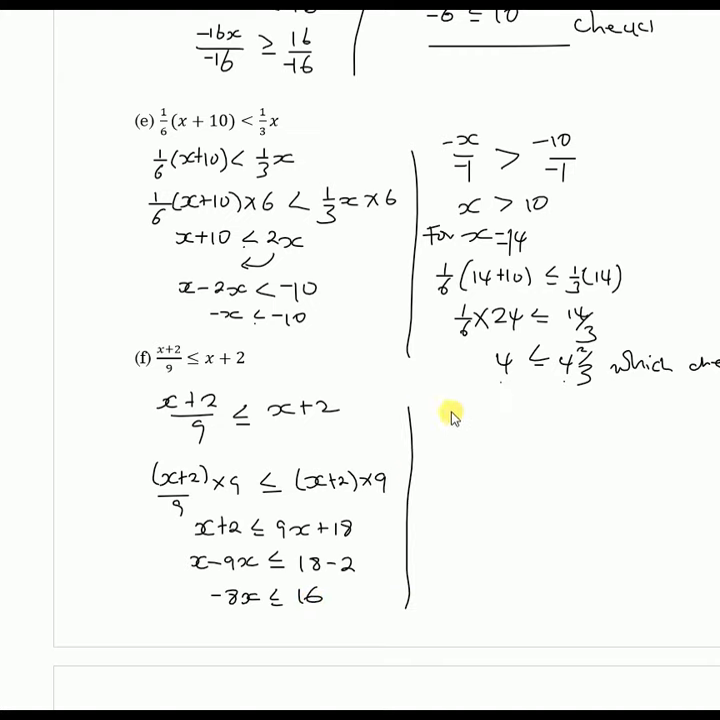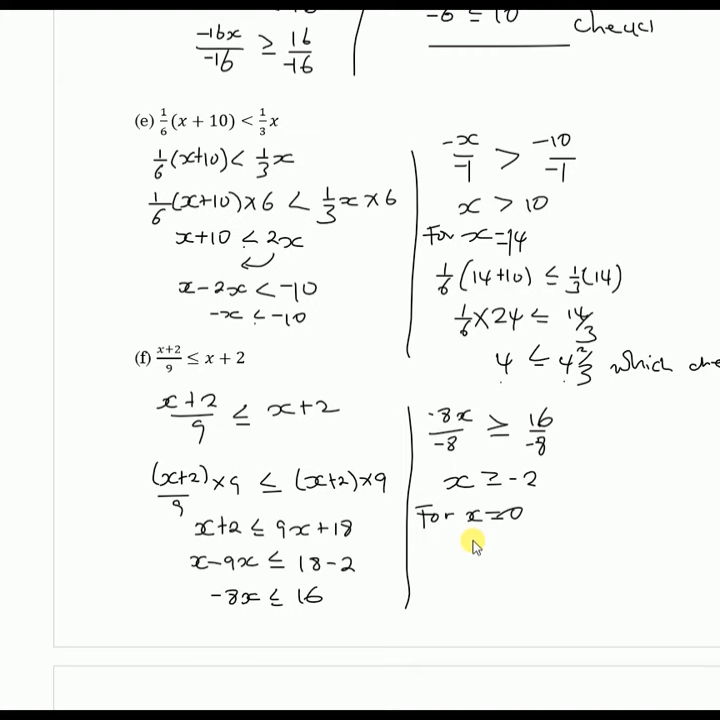And from there, to get x alone, we shall divide through by negative 8. So negative 8x divided by negative 8 is greater than or equal to 16 divided by negative 8. We are changing the sign here because this was less than and we are dividing through by a negative. So x is greater than or equal to negative 2. Look at a number greater than negative 2, 0.